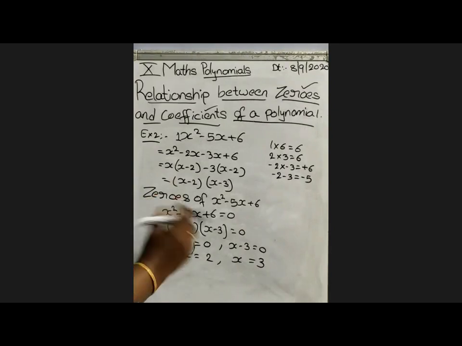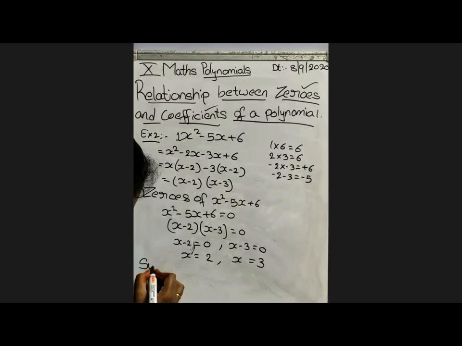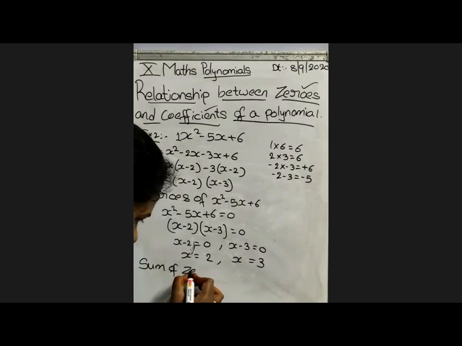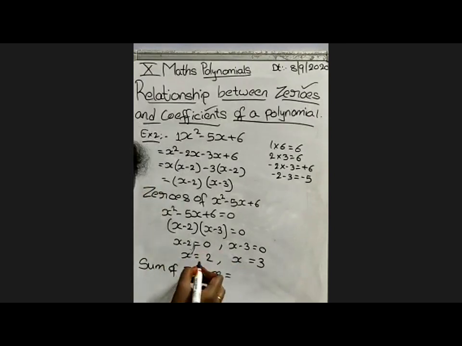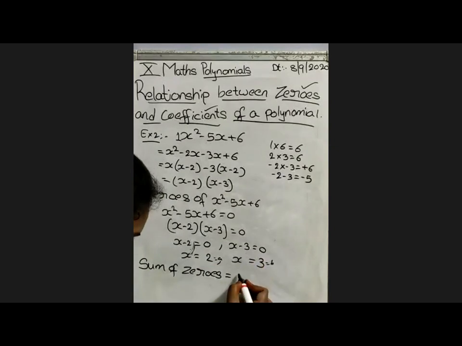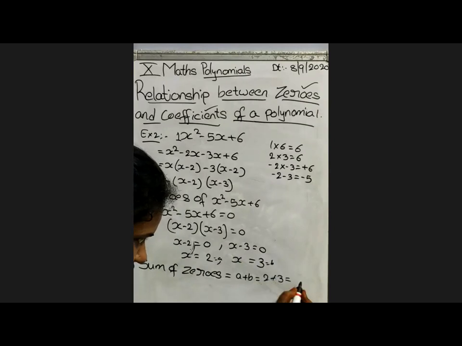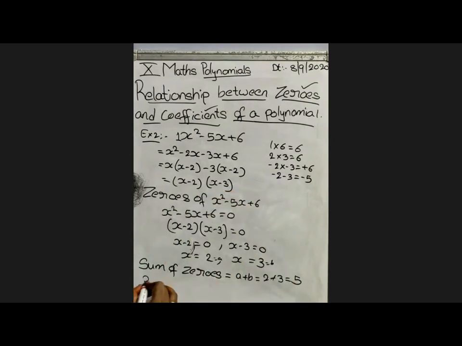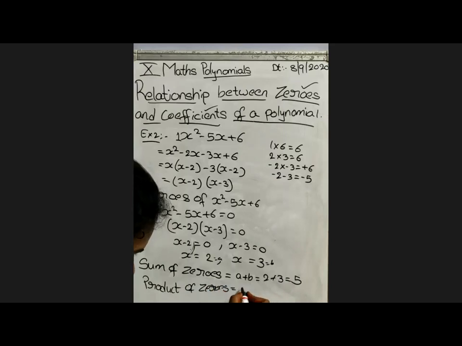Now I will find the sum of the zeros. Sum of zeros is nothing but we have to add these two numbers. Suppose this is A and this is B. So A plus B is equal to 2 plus 3, which is equal to 5. And the product of zeros: A into B, which means 2 into 3, which is equal to 6.